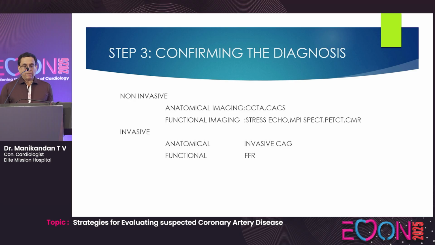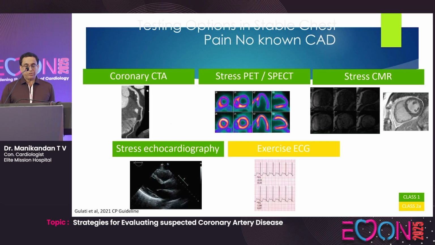We can see that the CT coronary angiogram, stress PET or stress SPECT, stress CMR, and stress echo, all these come as class 1 indication, while exercise ECG, TMT is class 2.